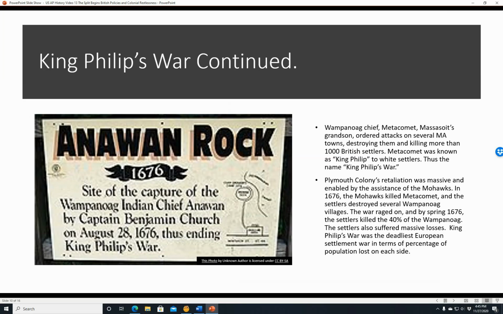destroying them and killing more than 1,000 British settlers. Metacomet was known as King Philip to white settlers. That's why the war was called King Philip's War. The Plymouth colony's retaliation was massive and enabled by the assistance of the Mohawks. Anyway, in 1676, the Mohawks killed Metacomet and the settlers destroyed several Wampanoag villages.